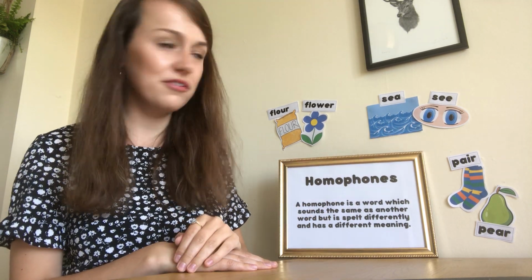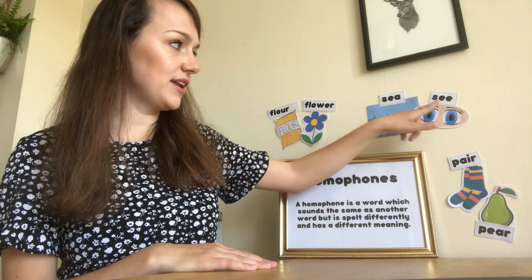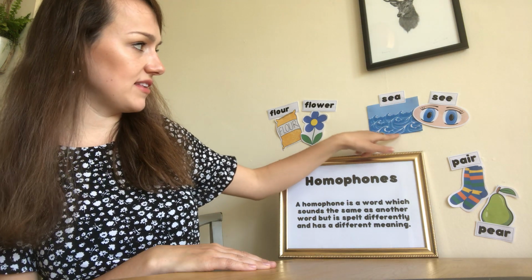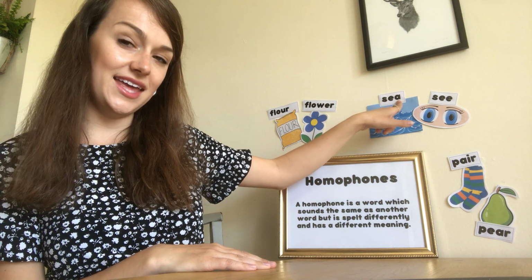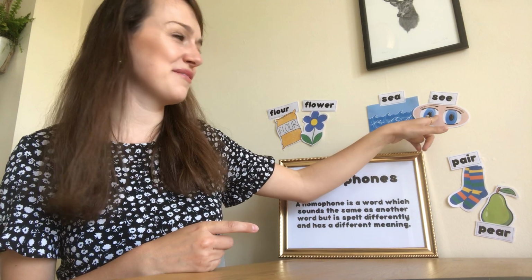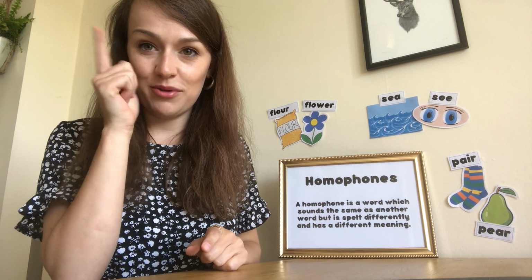Another example is C and C. These are homophones because whilst they both sound the same, they are spelt differently and they mean different things. So this C, this spelling, S-E-A, is the C we would see if we went to the beach. And this spelling of C, S-E-E, is what we see when we use our eyes. What do we see in front of us?